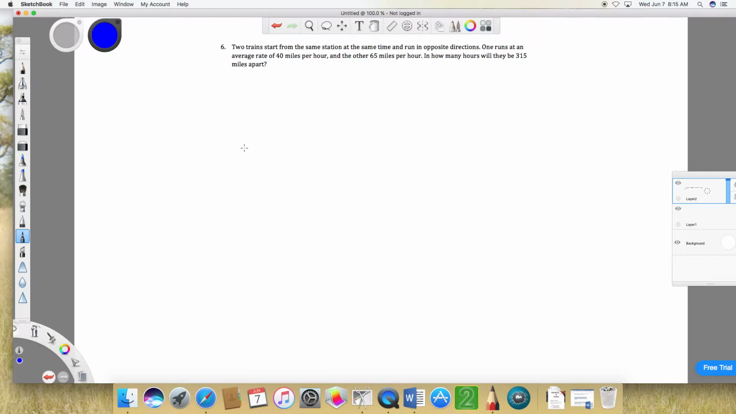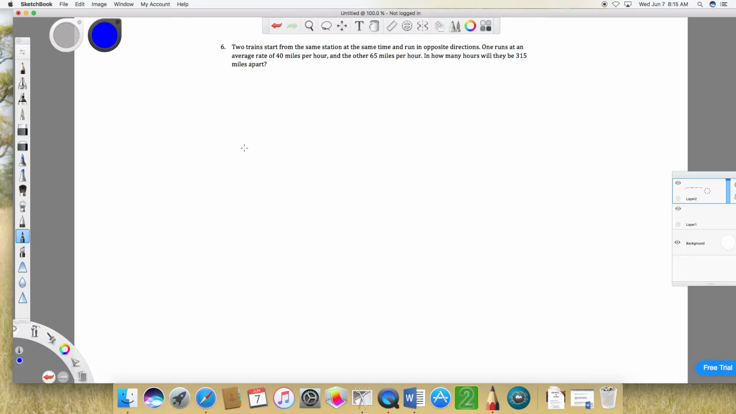Let's take a look at this problem. It's a problem on uniform motion. Two trains start from the same station at the same time and run in opposite directions. One runs at an average rate of 40 miles per hour and the other 65 miles per hour. And how many hours will they be 315 miles apart?